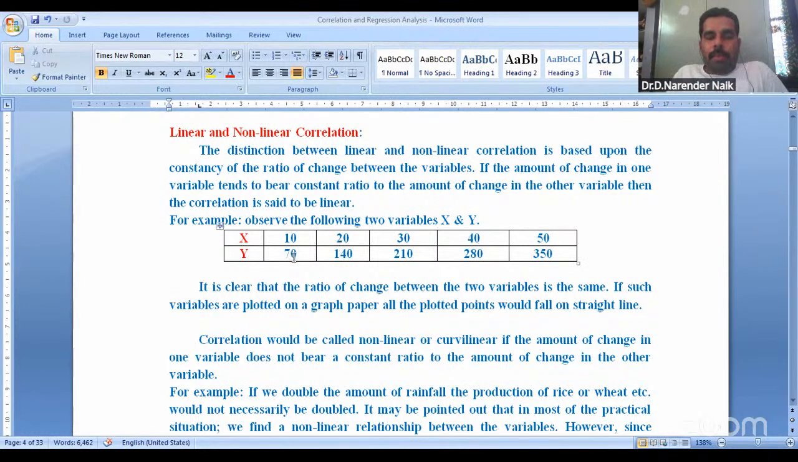In linear correlation, what happens here? With a certain amount of change in the x variable, the y variable also changes on average. Observe carefully: if you plot it on a graph sheet, x as 10, 20, 30, 40, 50, and y as 70, 140, 210, 280, 350, a straight line will be there. This type of problem is called linear correlation.